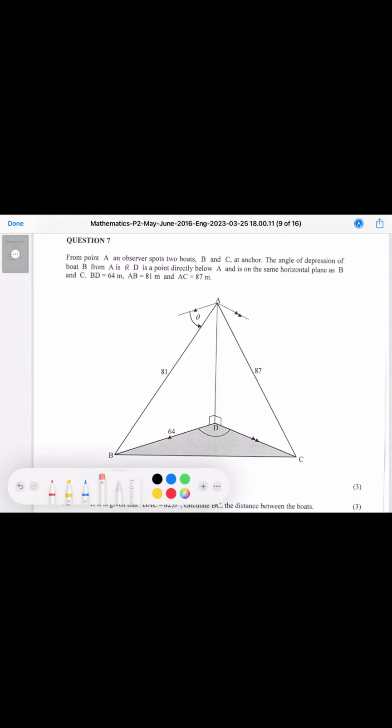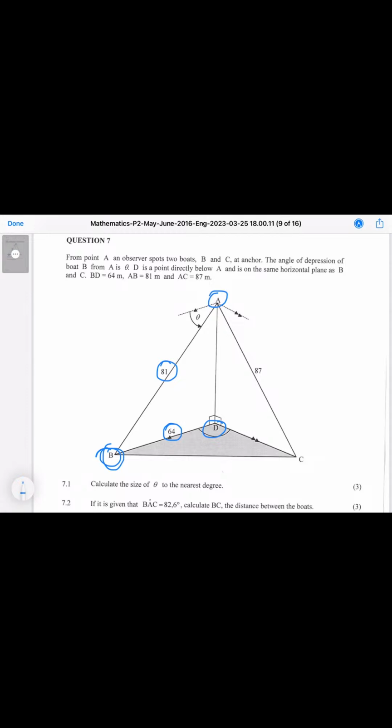BD. Where is B? Where is D? Maybe let me just remove all of that so that I'll be able to clearly see the information. So let's see. A different color. BD, there is a B and there is D. They're saying it's equal to 64. Yes, I agree. So let's see. AB. Where is A? Okay, there is A and there is B. It's equal to 81 meters. Okay, I agree.